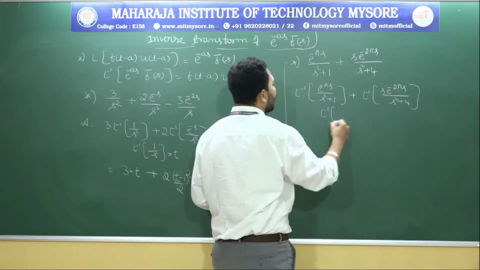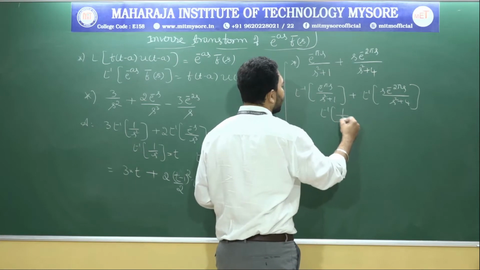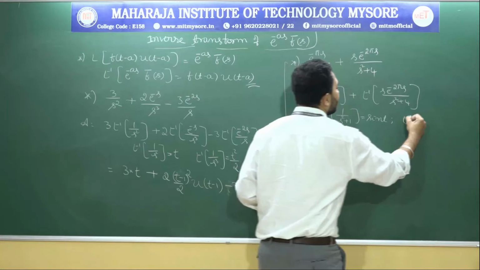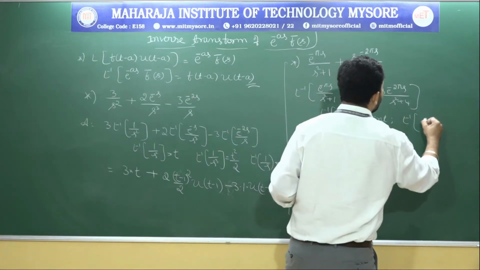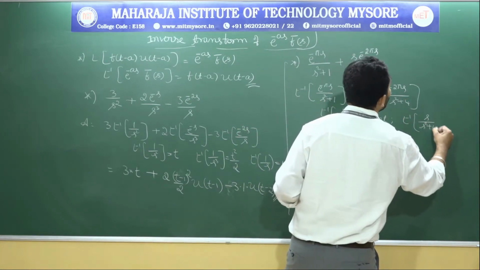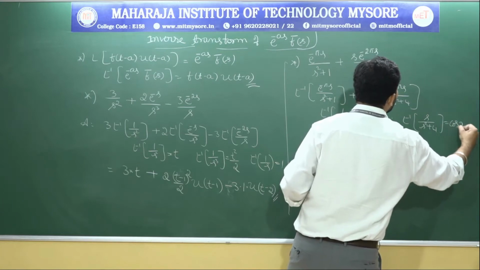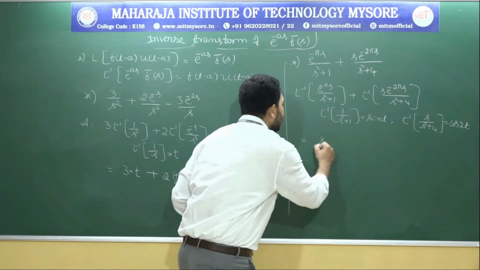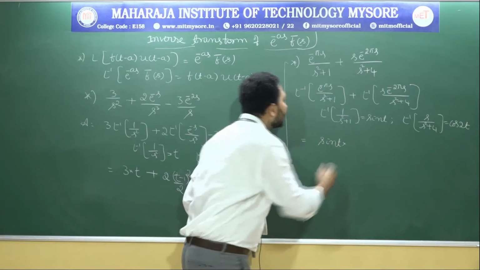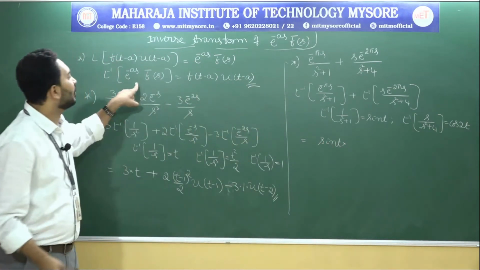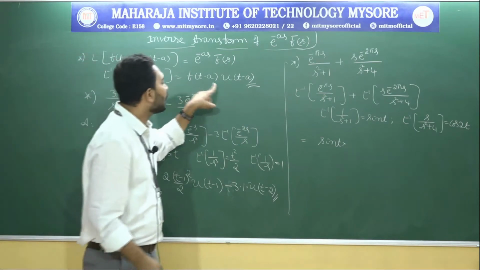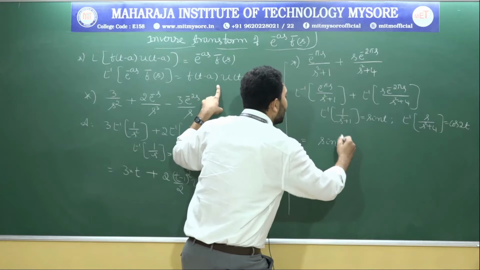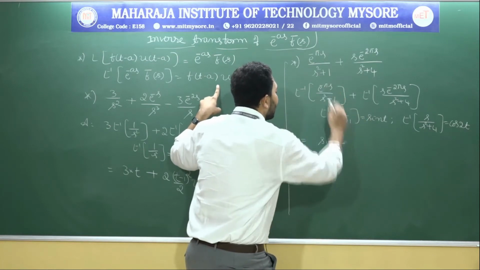We know the value of L inverse of 1 over s square plus 1 is sin t. Similarly, L inverse of s divided by s square plus 4 is cos 2t. Now the result is: we have sin t into e power minus as into f bar s. So f of t minus a, this is f of t. So f of t minus a is t minus a, and in the place of a we have pi.